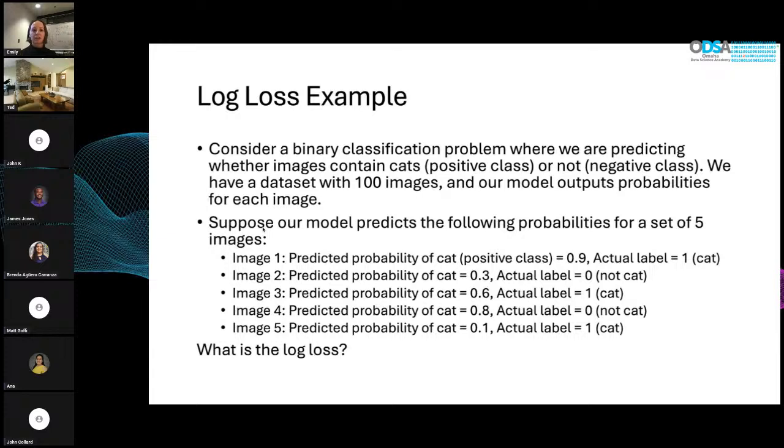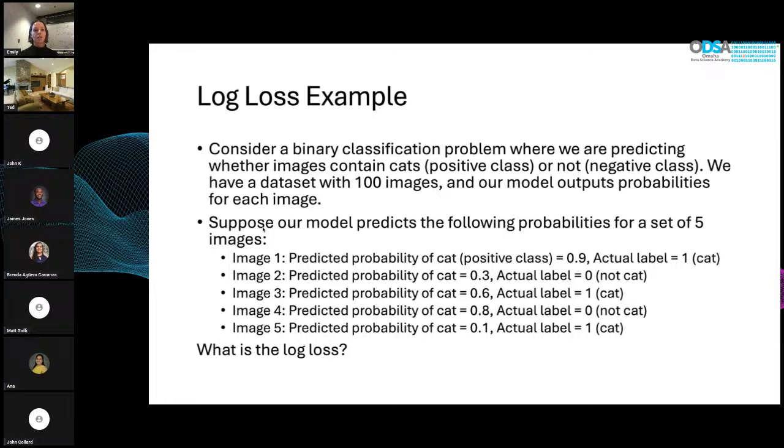So we have the first image. We predicted that it was a cat with a 0.9 probability. In reality, it was a cat. For the second image, our probability was 0.3, and it was not a cat. For the third image, our predicted probability was 0.6, and it was a cat. We're very confident about that one. For image 4, our predicted probability was 0.8, but in fact, it was not a cat. So that was not a good situation for us. Image 5, our predicted probability was 0.1, and in fact, it actually was a cat. Again, not a great situation for us.